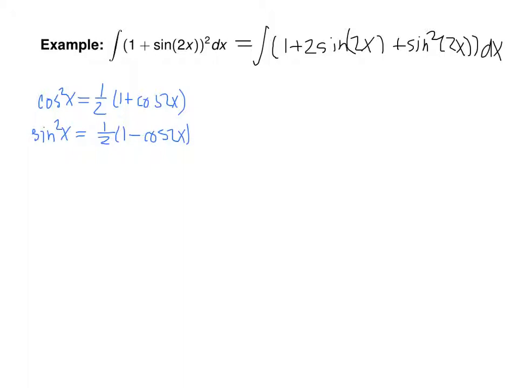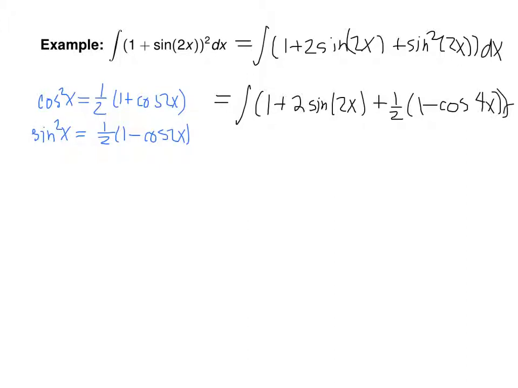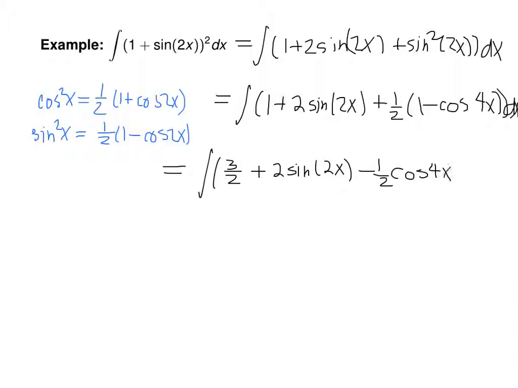So we will use the second one, and then our integral is the integral of 1 plus 2 sine 2x plus 1/2 times the quantity 1 minus cosine of 4x. And combine like terms before we integrate. We'll have 1 plus 1/2 is 3 over 2. So 3 over 2 plus 2 sine of 2x minus 1/2 cosine of 4x.